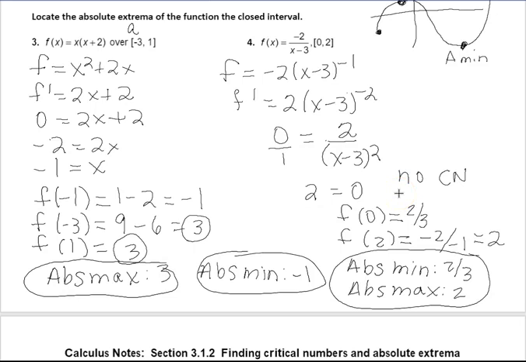And again, you could look at a graph on your graphing calculator and you could see for yourself that that is correct. Okay? Hopefully that made sense. If not, then just make sure you ask.